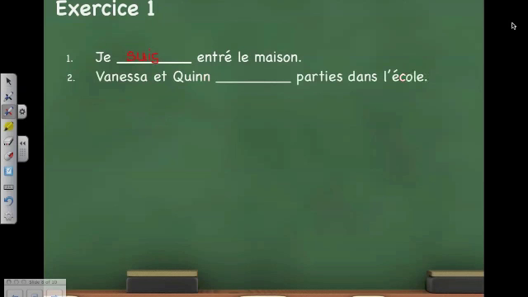Vanessa et Quinn blank parties dans l'école. Now Vanessa and Quinn could be replaced by elles, which is why we use sont. Trevor et moi blank montés l'escalier. Trevor et moi could be replaced by nous, and so we use sommes.